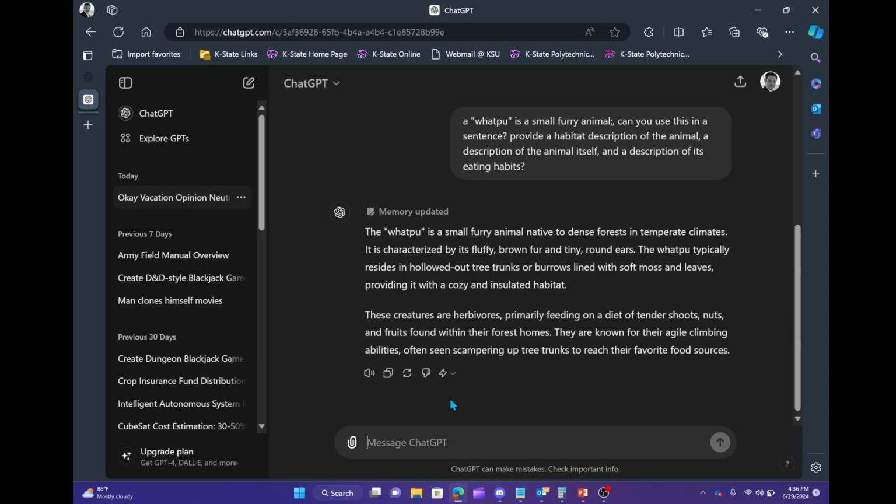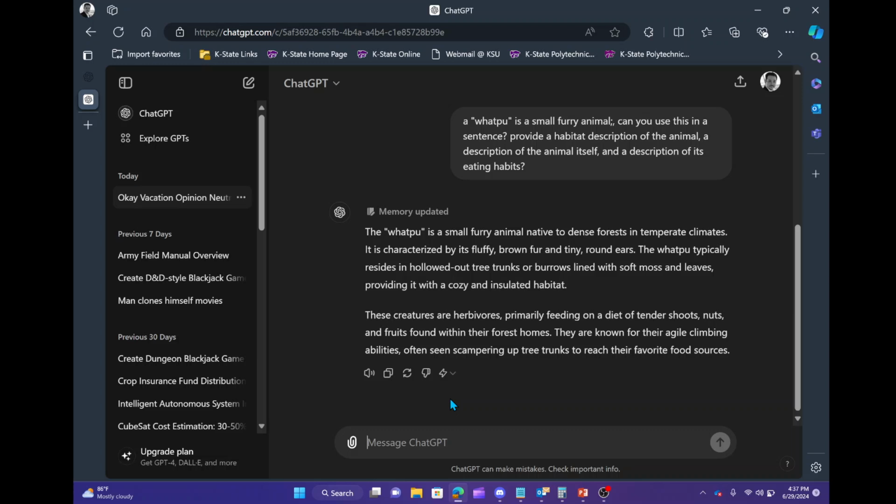So I got: a what poo is a small furry animal native to dense forests in temperate climates. It's characterized by fluffy brown fur, tiny round ears. This is an animal that doesn't exist, but the large language model just ran with what I provided it. This is a perfect case of a few shot example, or a few shot prompt. So I gave it a little bit of information, and then it built an ecosystem up around that.